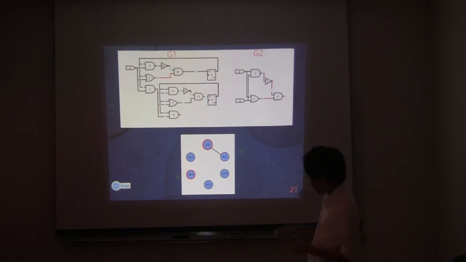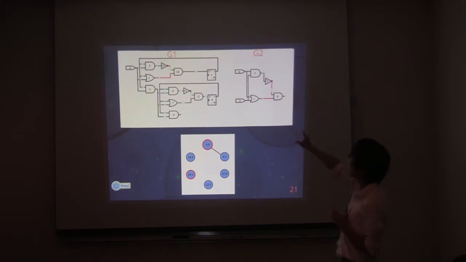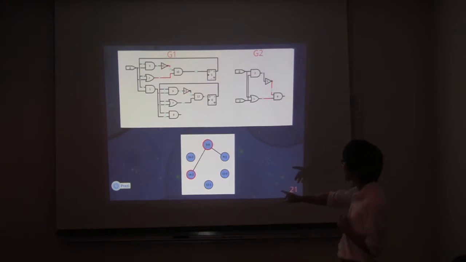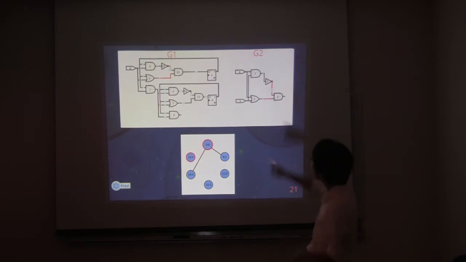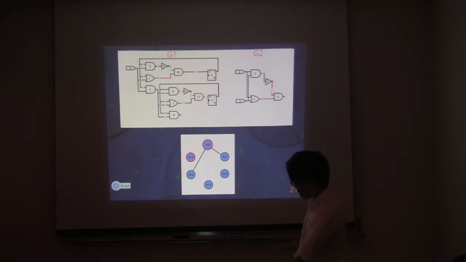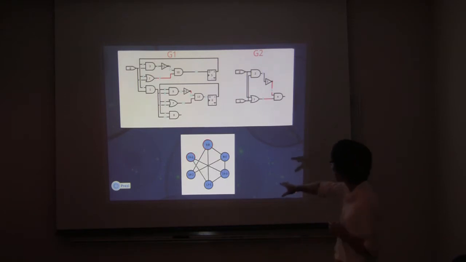Another condition for an edge to exist is if both G1 and G2 are incident on a common edge, then an edge in the compatibility graph would exist. However, if one graph has the edges incident on the same vertex but the other one doesn't, then no edge would exist. So if we follow those conditions, the full compatibility graph is seen here.